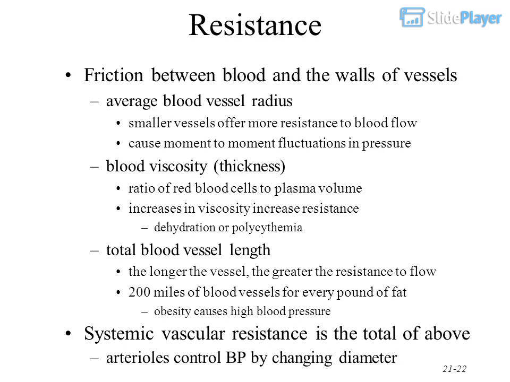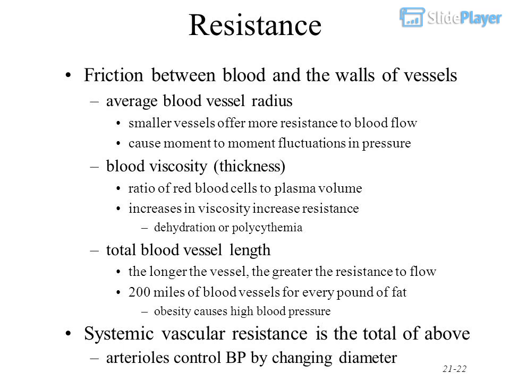Average blood vessel radius. Smaller vessels offer more resistance to blood flow and cause moment-to-moment fluctuations in pressure. Blood viscosity, or thickness, is the ratio of red blood cells to plasma volume. Increases in viscosity increase resistance, as in dehydration or polycythemia. Total blood vessel length: the longer the vessel, the greater the resistance to flow.